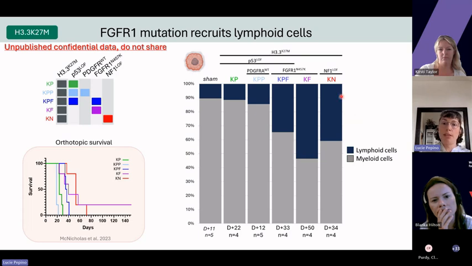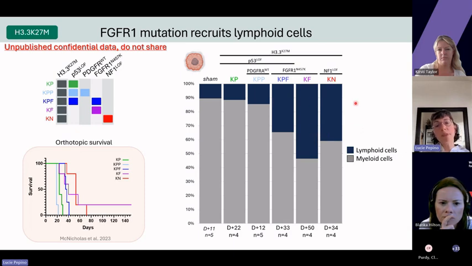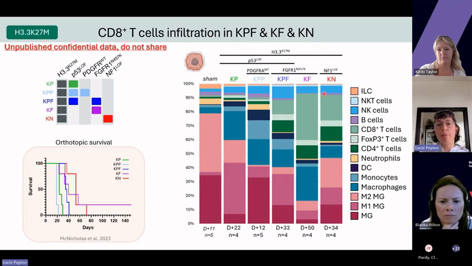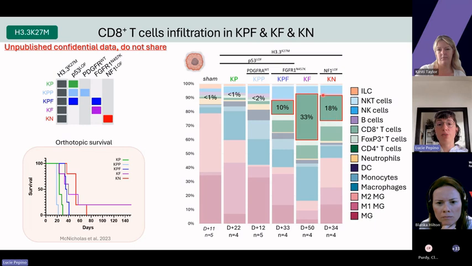And so here you can see the proportion of the lymphoid versus the myeloid cells, and you can appreciate that in the FGFR models as well as in KN, you have a higher infiltration of lymphoid cells within the tumor microenvironment. And if we go a little bit more into detail in the different immune subtypes that we have in the tumor microenvironment, you can appreciate that the difference in lymphoid infiltration within these 3 different models is mainly carried by a difference in the CD8 T cells infiltrating the tumor microenvironment.